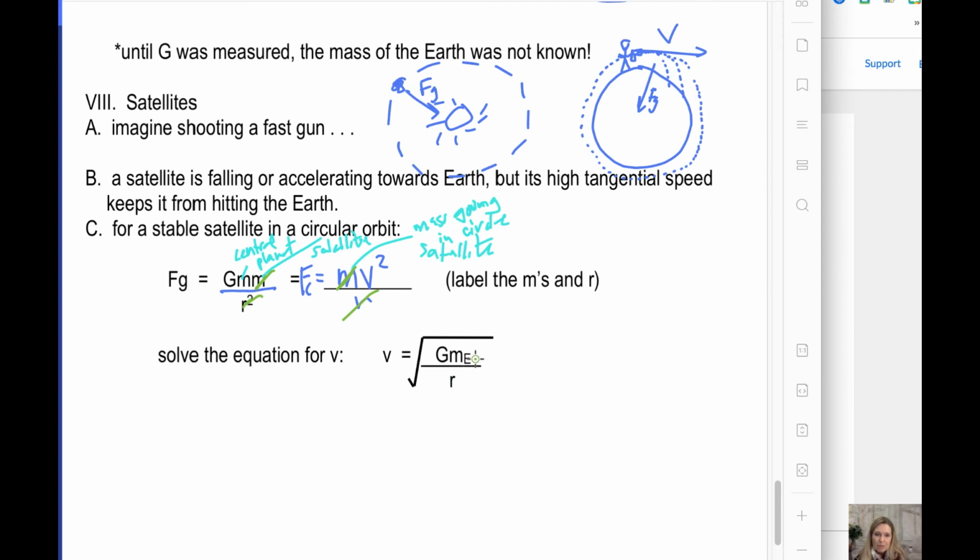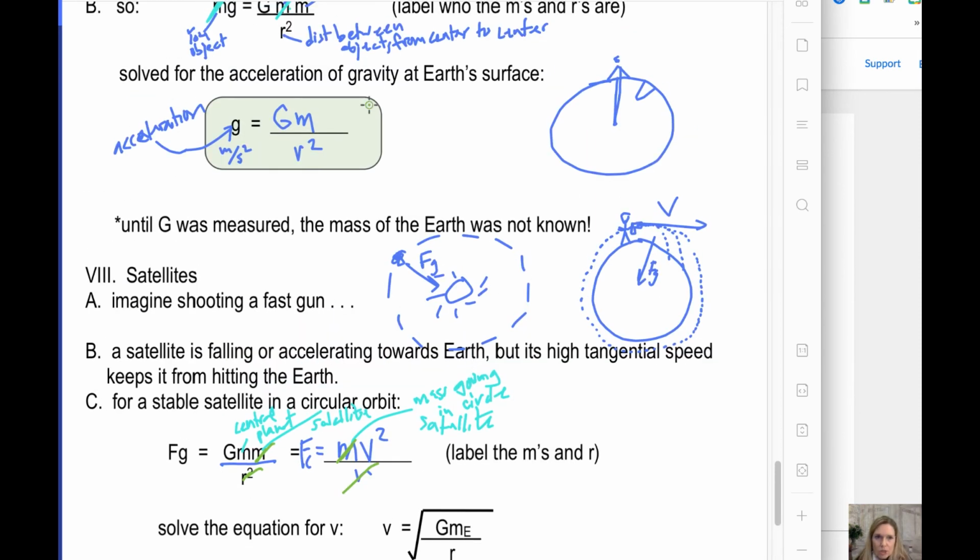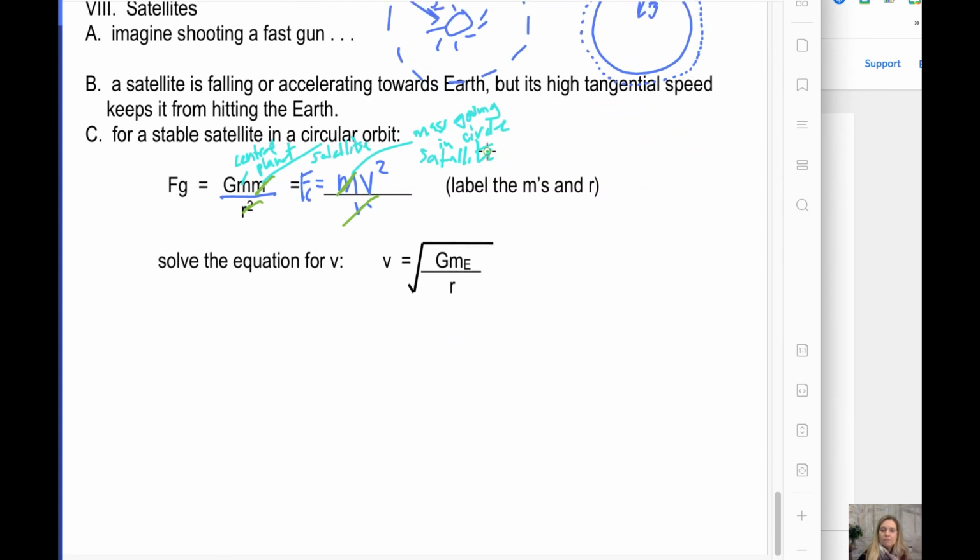Now, what did I label this, ME? I should have done that here too. Traditionally, you'll see an E here, and that's because this would be Earth's mass. Now, it doesn't have to be Earth's mass. It has to be whatever the central object is. I almost feel like I want to label it MC, but how about I just label it central object? And a lot of problems we do, it would be Earth, but it does not have to be. It could be Jupiter.